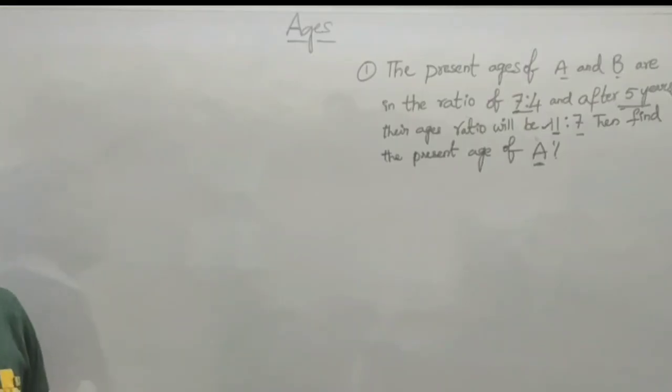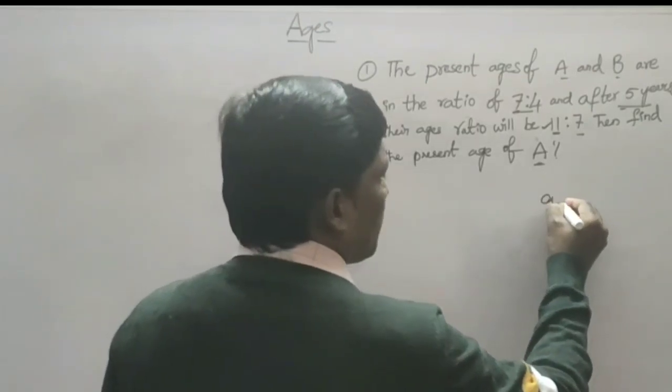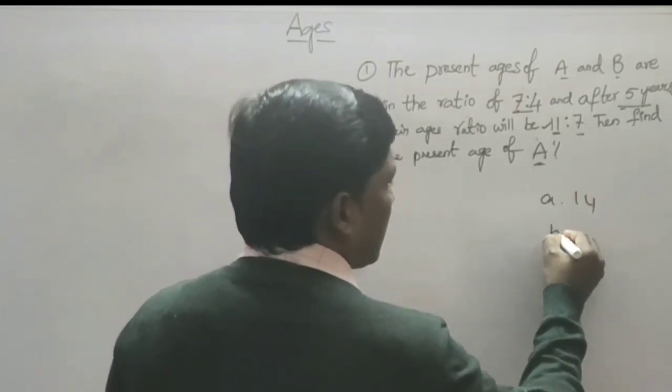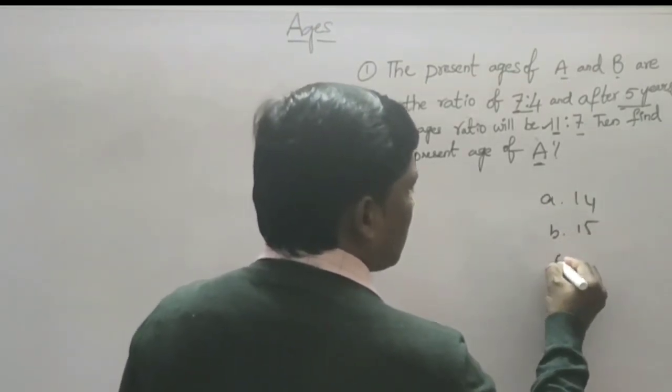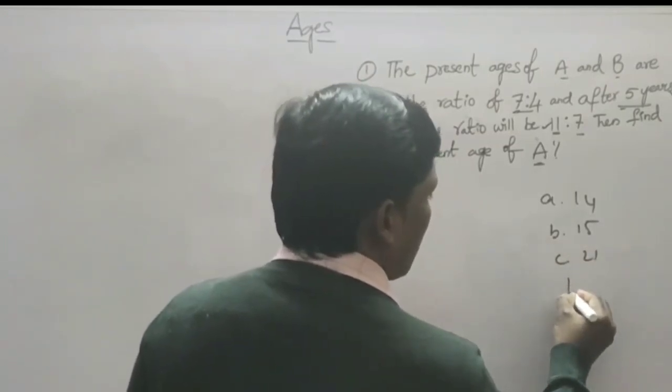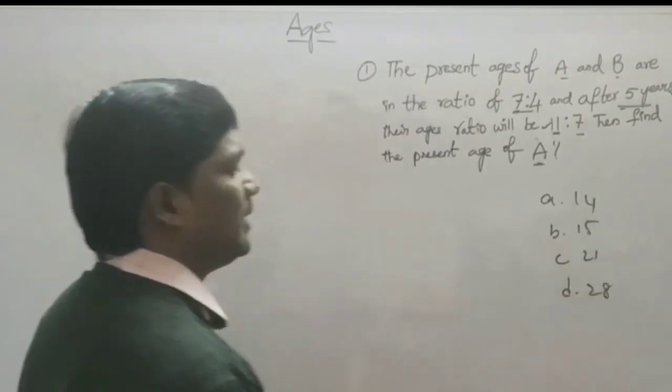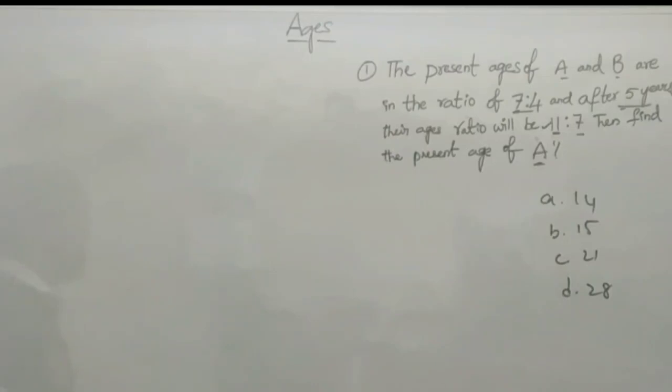First problem: the present ages of A and B are in the ratio of 7:4, and after 5 years their ages ratio will be 11:7. Then find the present age of A. For example, the first option is 14, second option is 15, third option is 21, and fourth option is 28. Which option is the right answer?